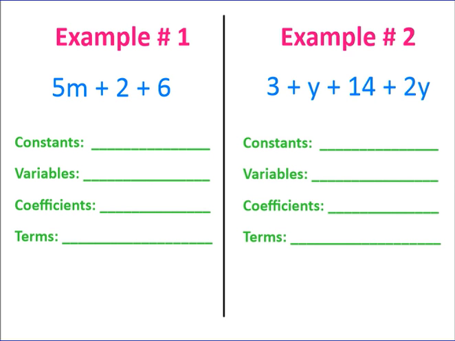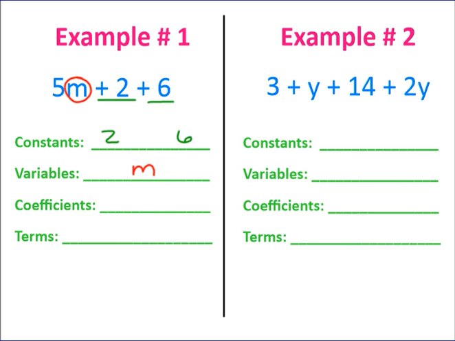And let's do that right now. So here's some examples. And what I want to do is I want to pull these apart and look at the 4 vocabulary words more closely. So what are the constants in this example 1? 5m plus 2 plus 6. So the constants are the numbers by themselves. So we have 2 and we have 6. Those are the constants, okay? What are the variables? I have m.